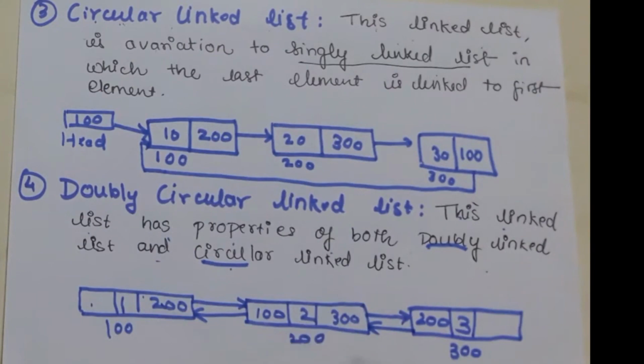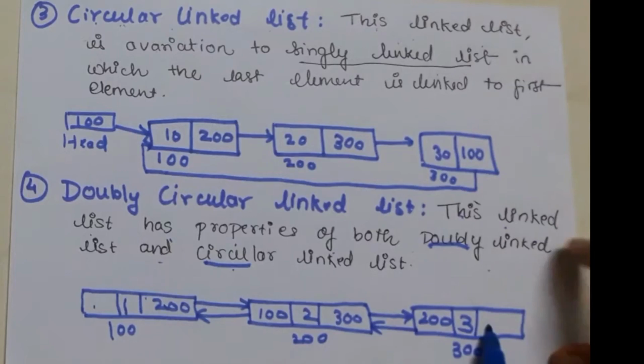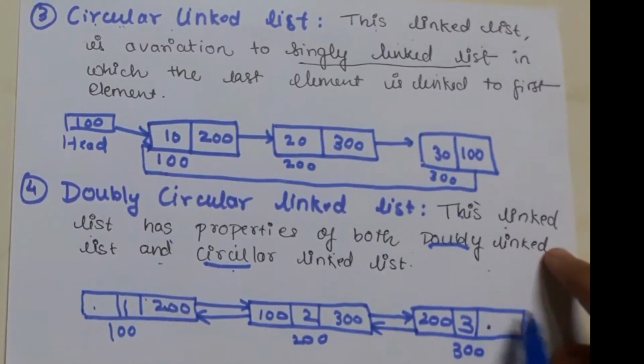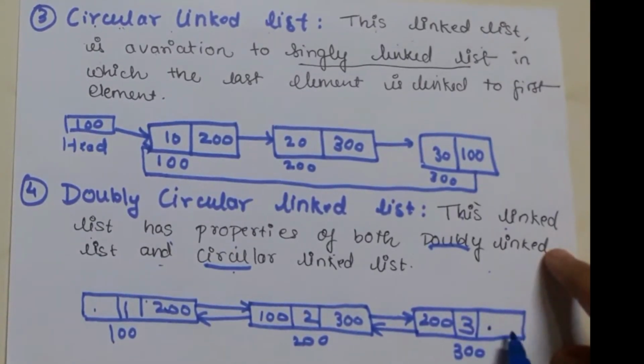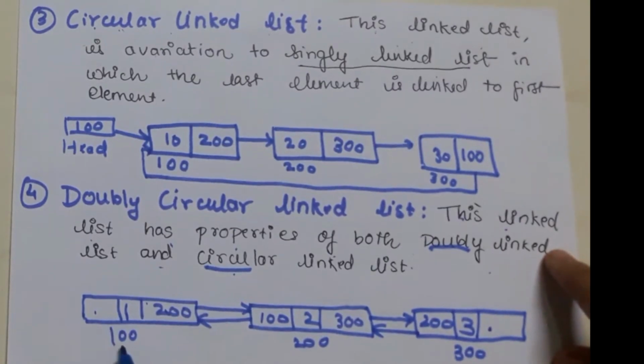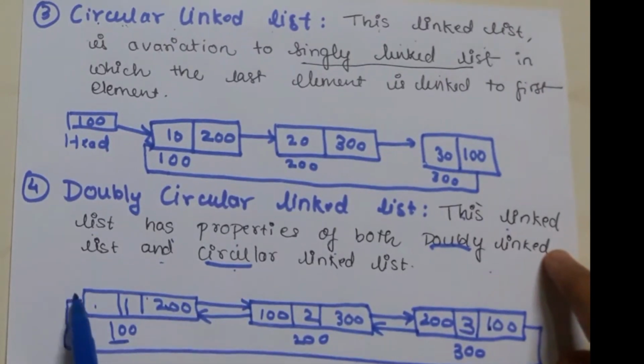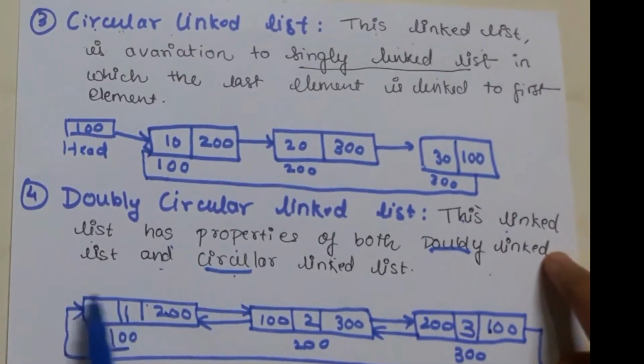But in a doubly circular linked list, there is a slight variation. So what is the variation? Instead of null, now this address field of this node will consist of the address of the first node. The address of the first node is 100. So here there will be 100. Now this node will point to the first node like this. Okay. Similarly, the address field of the first node will consist of the address of the last node. Instead of null, there will be now 300 like this. And now this node will point to the last node.